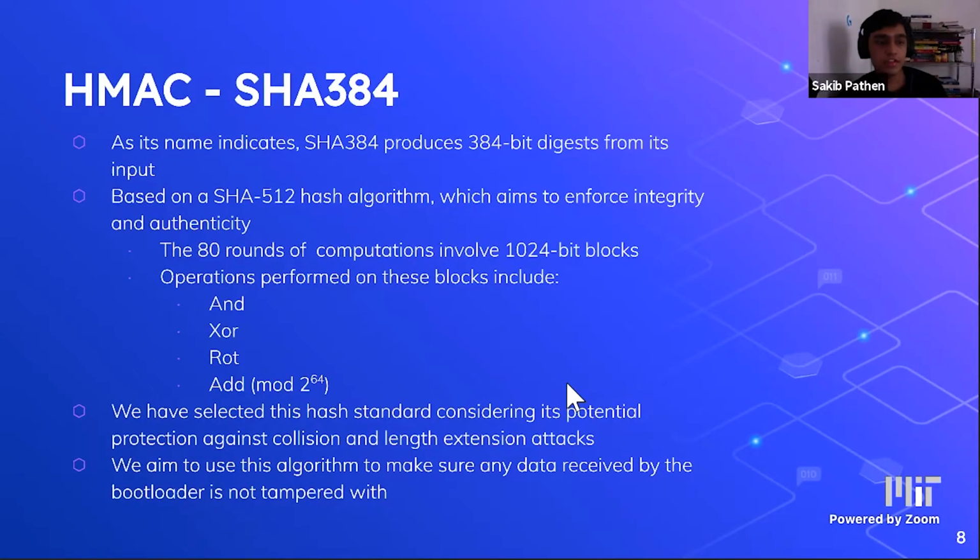To provide an additional layer of integrity, we use HMAC SHA-384. We chose SHA-384 because of its protection against collision and length extension attacks, and our HMAC algorithm is used to make sure that the bootloader knows for sure the firmware is coming from a legal update tool using our previously agreed on shared secret, which is the HMAC key.